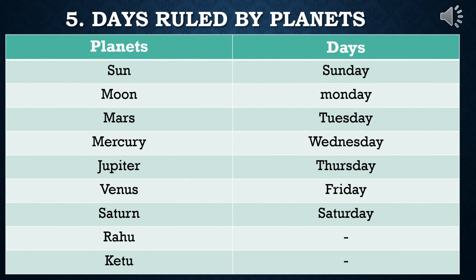Number 5. Days ruled by planets. Sun rules Sunday, Moon rules Monday, Mars rules Tuesday, Mercury rules Wednesday, Jupiter rules Thursday, Venus rules Friday, and Saturn rules Saturday. Rahu and Ketu are excluded because they do not have any physical existence.